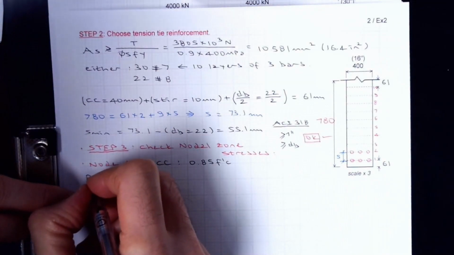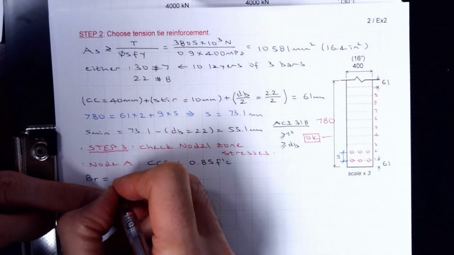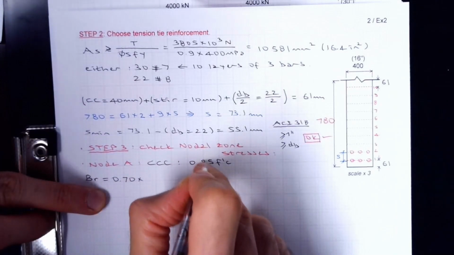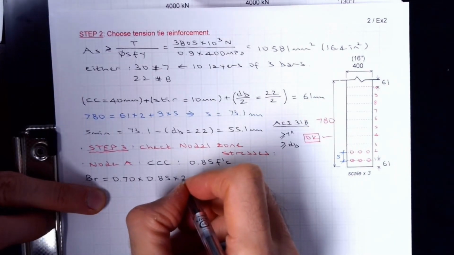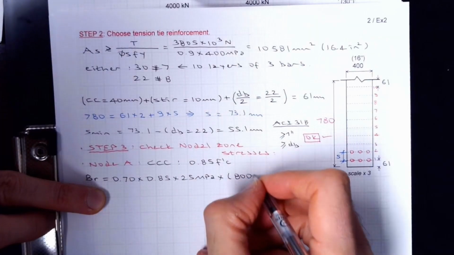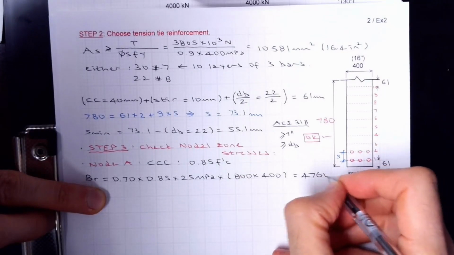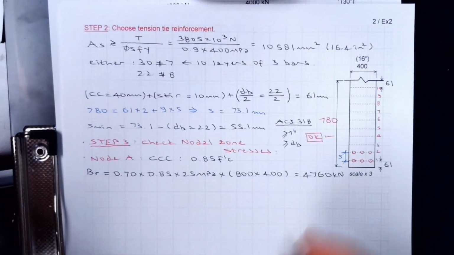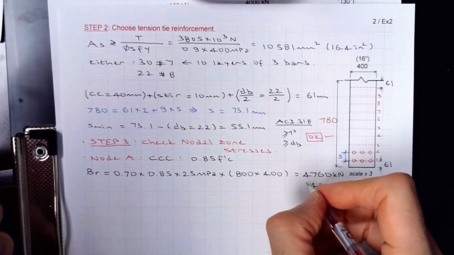I'm going to be checking BR, the bearing maximum stress, which is going to be phi C 0.70 times 0.85 F prime C. F prime C is pretty low, 25 megapascal. The plate dimensions, 800 by 400. 4760 kilonewtons. Pretty close. Applied 4000, we are good. So there is no crushing under the plate.